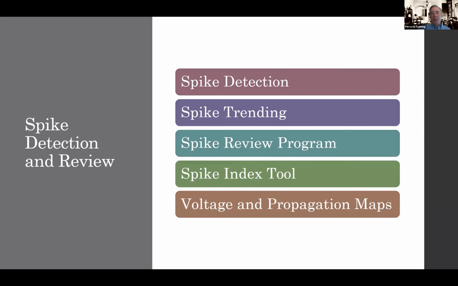And to wrap things up in this two-part series, we're going to be looking over spike review in greater detail, including details on how Persyst Spike Detector works to populate the spike trends, the spike review program for reviewing detections by group, and the voltage plot program for viewing detailed voltage and propagation maps. And we'll describe more about that as we go forward.